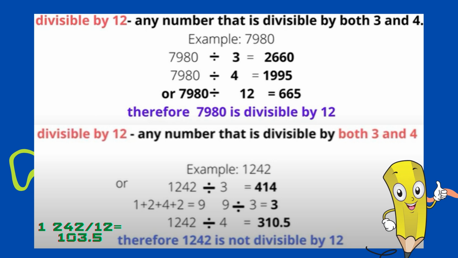Another example, 1,242. Check natin if it's divisible by 3 or divisible by 4. So, 1 plus 2 plus 4 plus 2 is equal to 9. 9 hatiin sa tatlo is equal to 3. So, 1,242. Ang dulo niya, the last two digits is 42. 42 hatiin sa 4 is 10.5. So, it's not divisible by 4. It's only divisible by 3 but not by 4. Therefore, 1,242 is not divisible by 12.